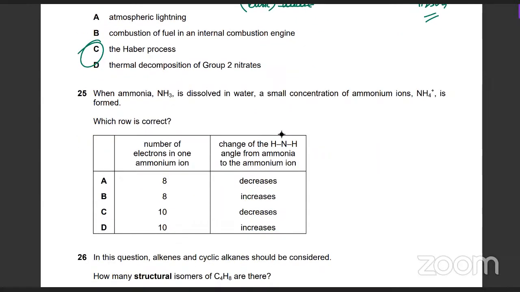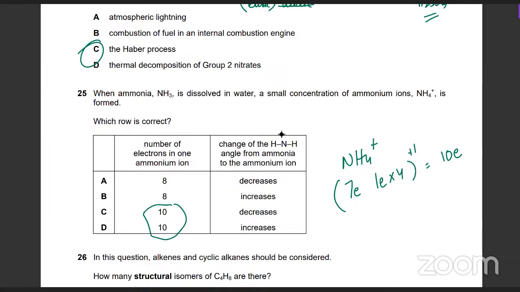But this one, last one. When ammonia is dissolved in water, ammonium ions are formed. How many electrons does an ammonium ion have? N has 7 electrons. H has 1 electron. That's times 4. And the whole thing has a +1 charge. So that means 1 electron is lost. So that means you got 10 electrons.